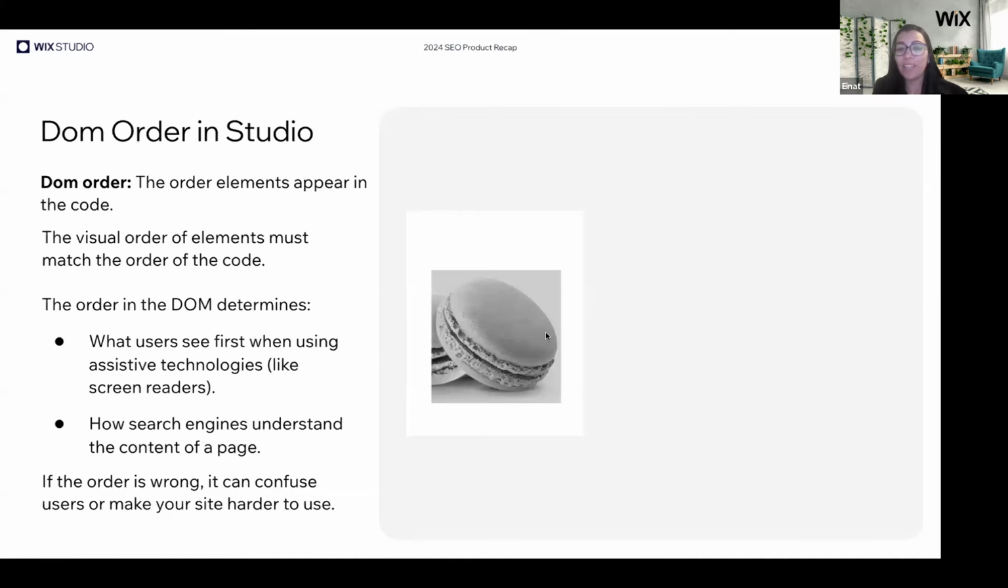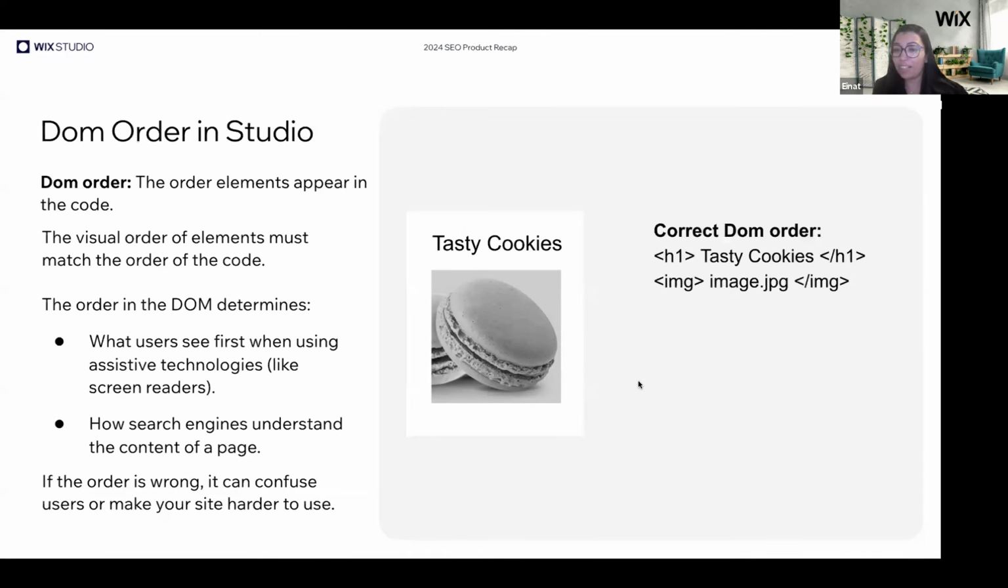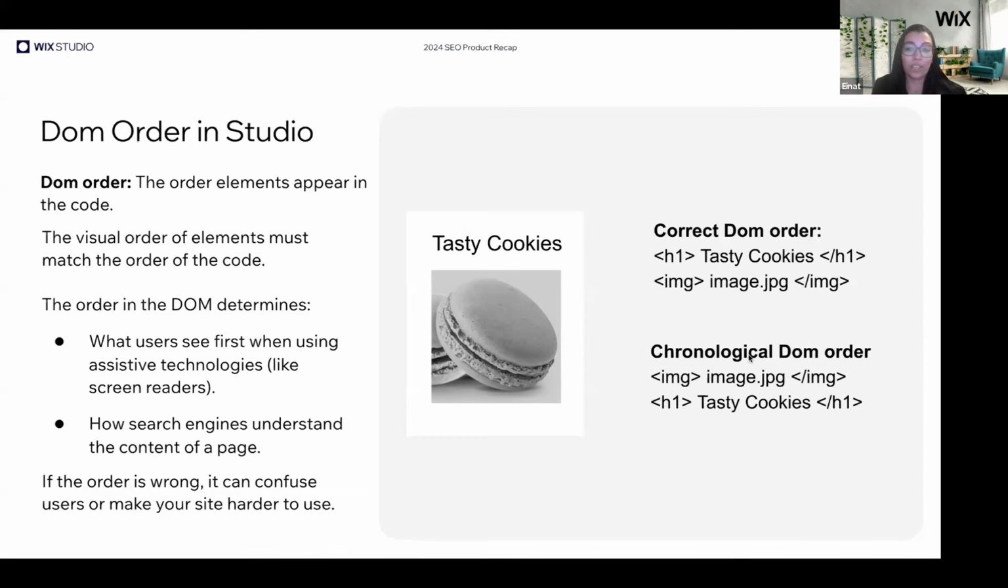If I have this page and I added this amazing image, and then I added the title for it. So if I look at a page, I will read first the title and then the image, and I will assume that the DOM order, the code, will be arranged exactly the same. First the title and then the image. But actually what sometimes happens in Studio is that it's not always like this. A lot of times it's arranged by chronological order, meaning that if I edit first the image, then the image will be first, and then the headings, which is not good, of course, and this is not something that you want. So the solution for it.